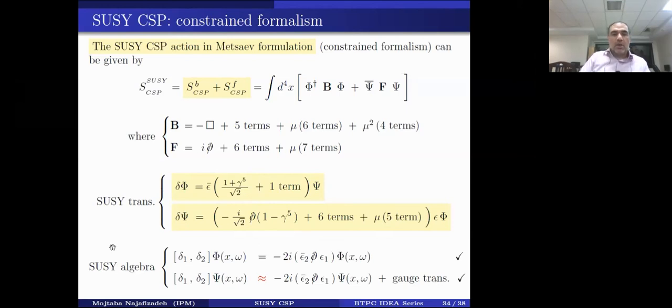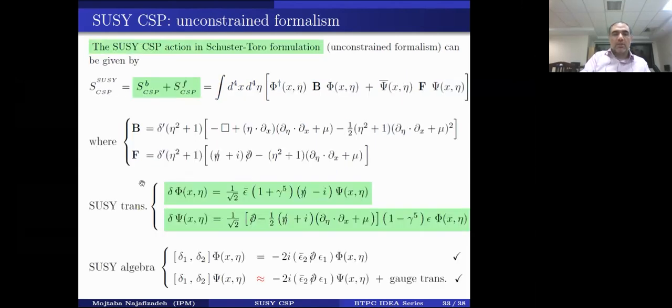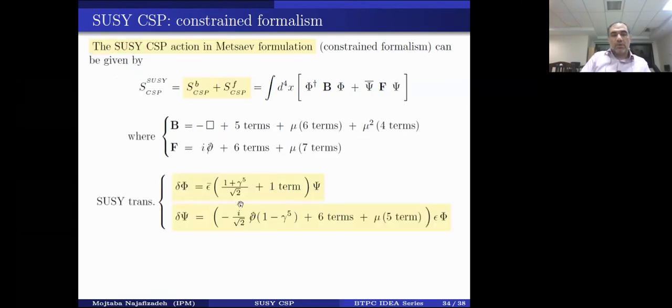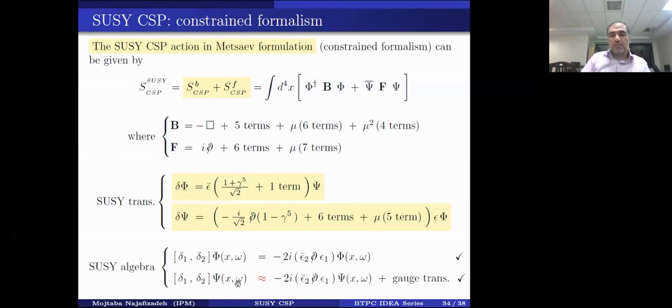To be honest, I couldn't at first obtain these transformations for this action. I first obtained these transformations for the Schuster-Toro formulation. Then I applied Fourier transformation, I went to omega space and could find this transformation, and check that this action is really invariant under these transformations, and the algebra can be closed.